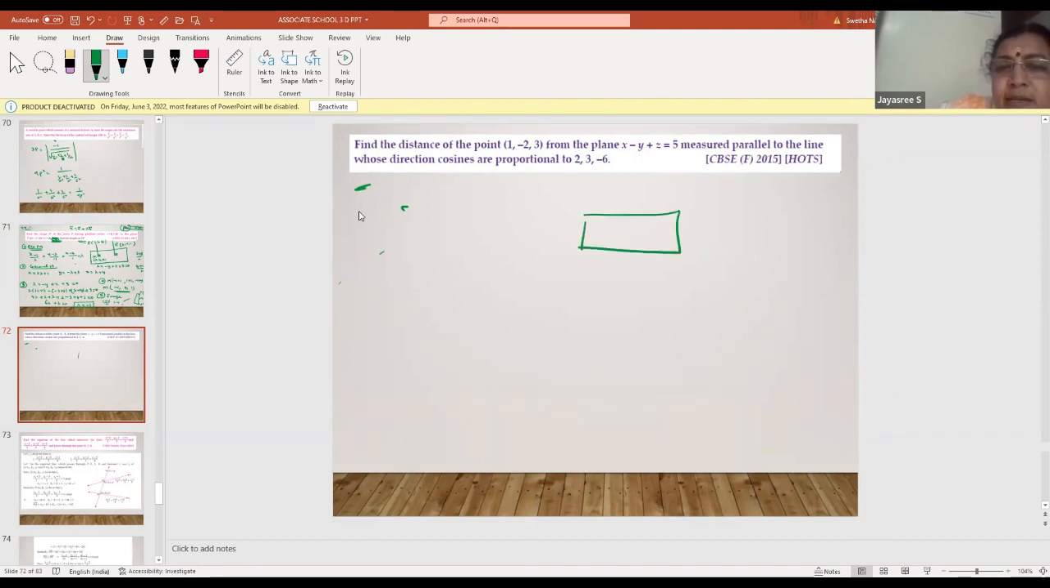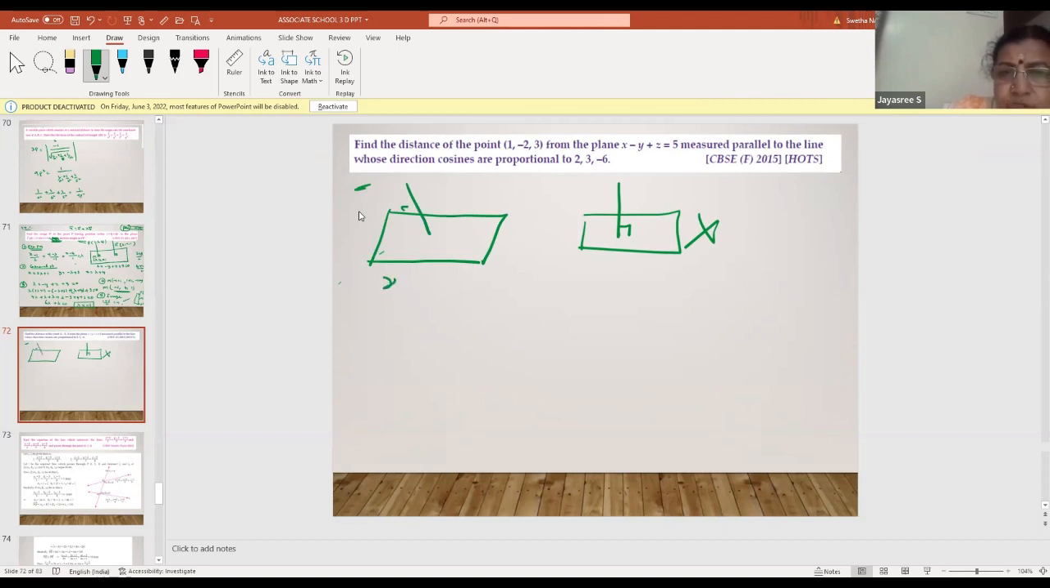Generally, for the distance of the point, they draw this diagram. We ask them to draw a diagram, and they will draw like this. Then we have to say it is a wrong diagram. Then we have to draw along with them and train them. Find the distance of the point from the plane.